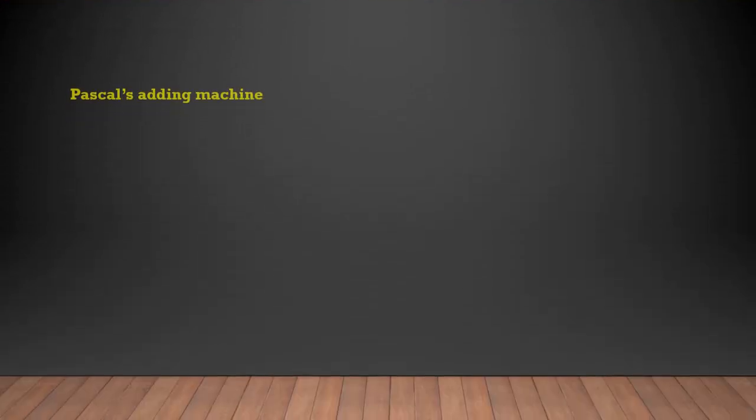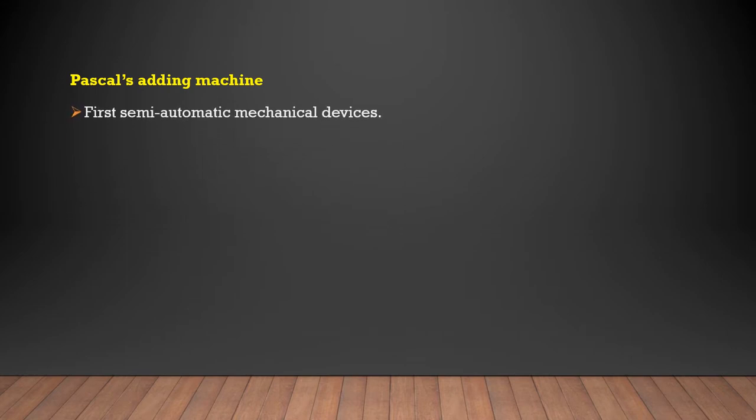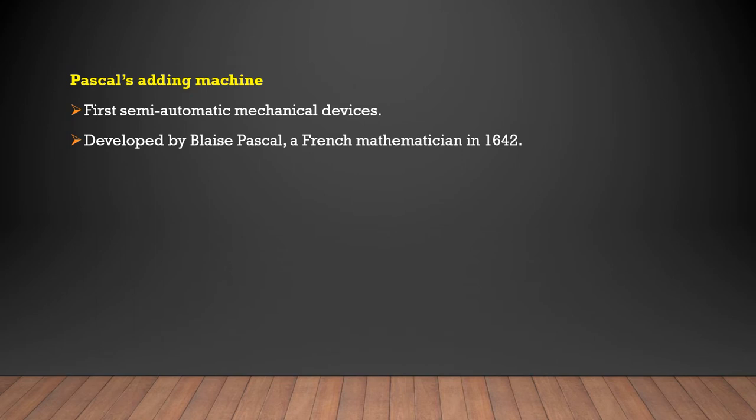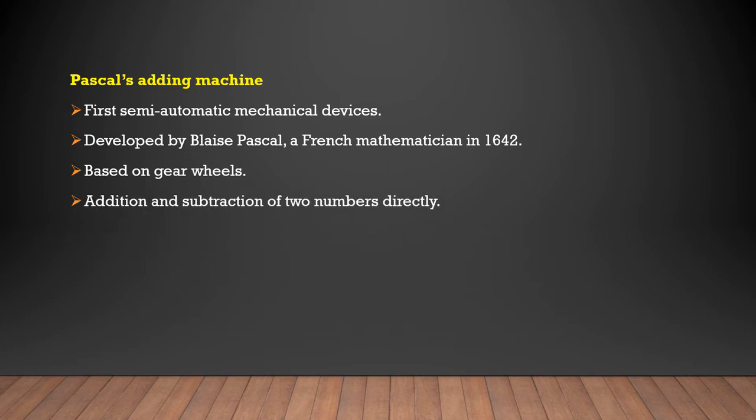Next is Pascal's adding machine. This is one of the first semi-automatic mechanical devices. Blaise Pascal, a French mathematician, developed it in 1642. It was based on gear wheels with the digits 0 through 9 displayed around the circumference of each wheel. He designed the machine to add and subtract two numbers directly and to perform multiplication and division through repeated additions or subtractions.